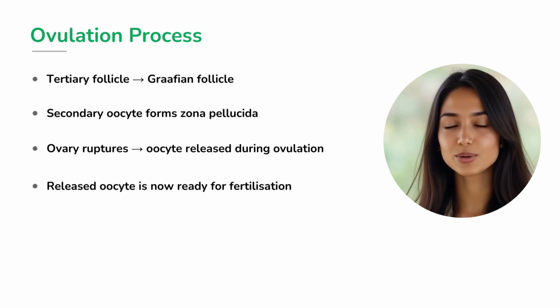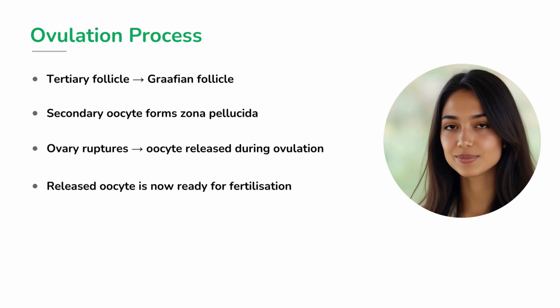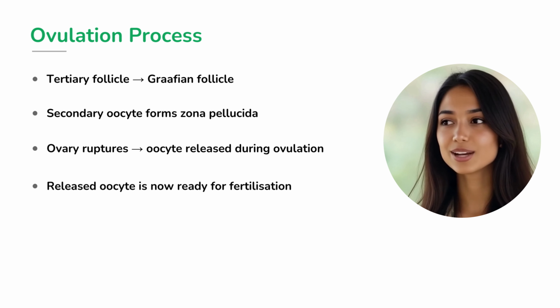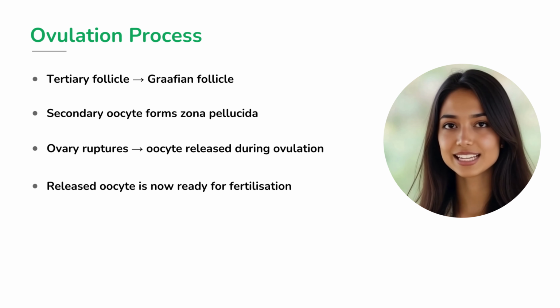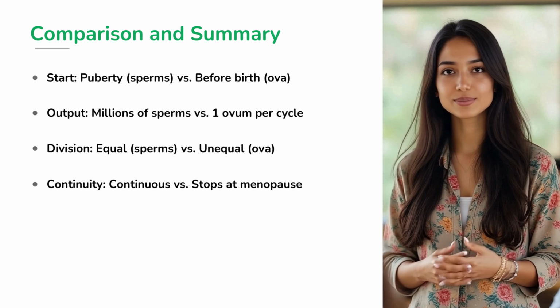The tertiary follicle matures into the Graafian follicle. Just before ovulation, the secondary oocyte forms a protective membrane called the zona pellucida. The follicle then ruptures, releasing the secondary oocyte from the ovary. This event is known as ovulation.